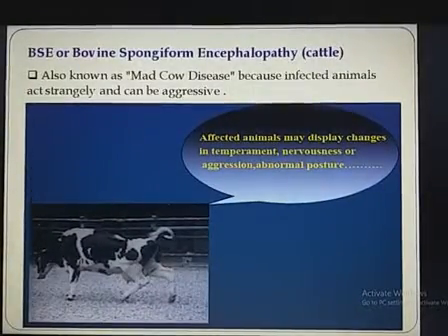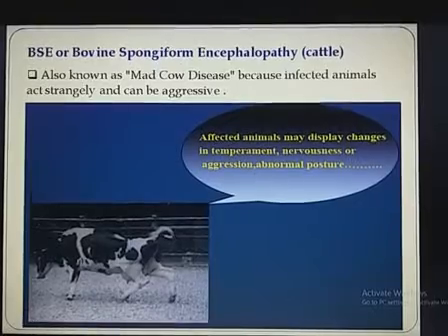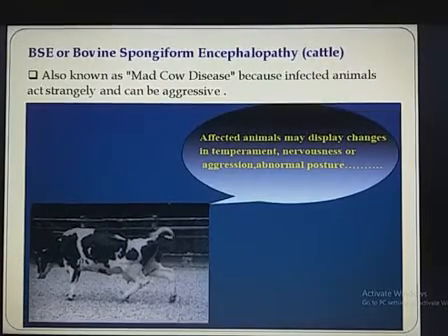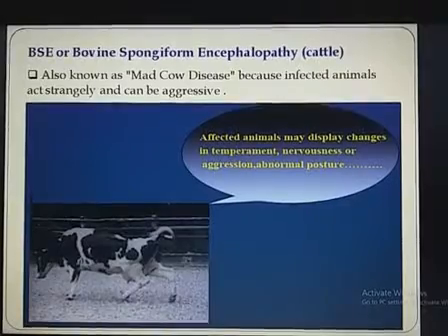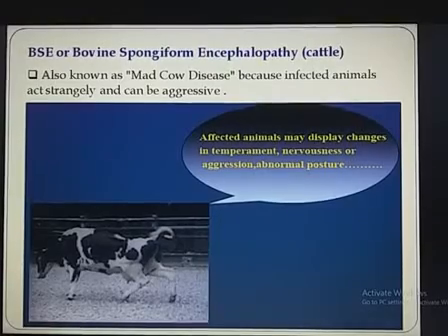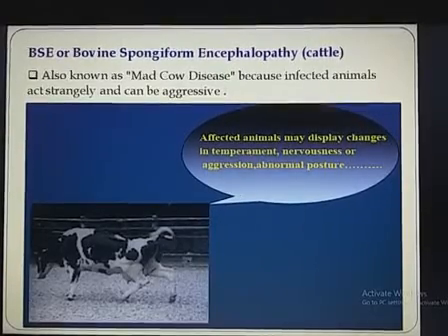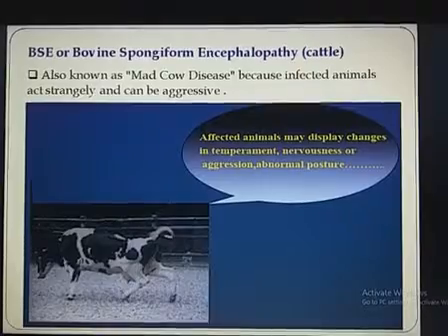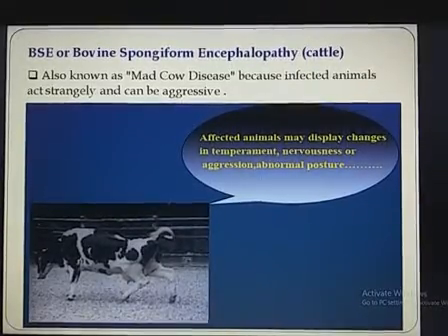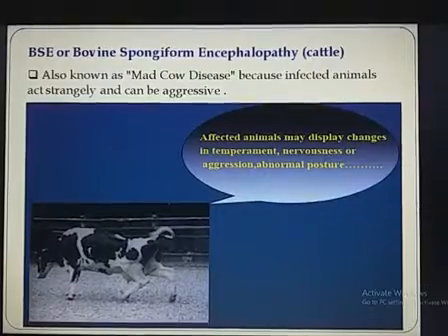Now this is another disease which is mostly found in bovines or cattle, which is known as mad cow disease. And this mad cow disease is very strange, where the animals display several kinds of aggression or abnormal behavior like nervousness, abnormal posture, a very bad temperament and aggression. You can see that particular cattle show very strange behavior.